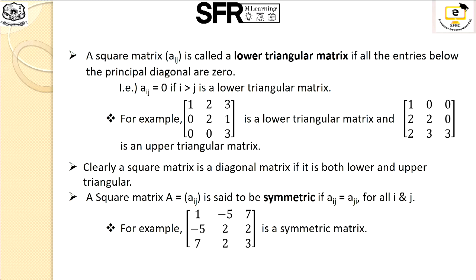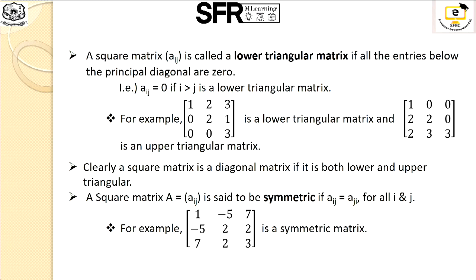When do you say that a matrix is symmetric? That means the rows and columns are interchanged. Usually in English we say like that. Symbolically we can write a_ij, that is all the entries of the matrix, equal to a_ji for all i and j. Here the example is given.